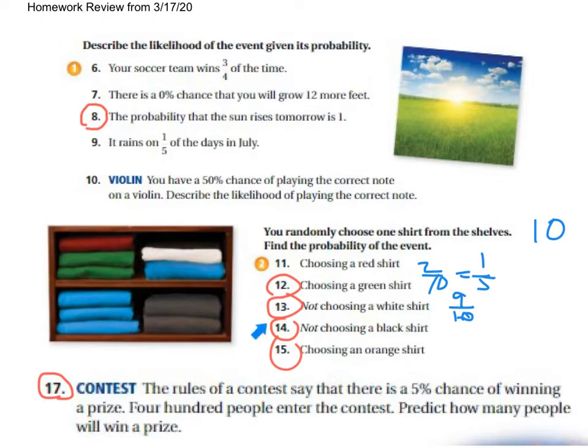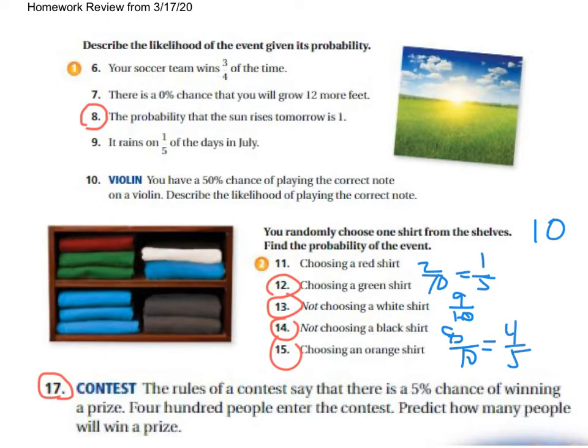The next one, number 14, is what's the probability of not choosing a black shirt? Okay, so I see these two as brown, which you probably saw them as brown, but according to the book, they're black. So not choosing a black shirt would be all of these other colors, and there's 1, 2, 3, 4, 5, 6, 7, 8 of them. So that would be 8 out of 10 are not black, and that would reduce to 4/5.